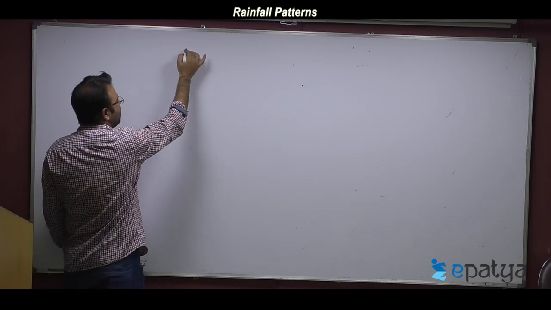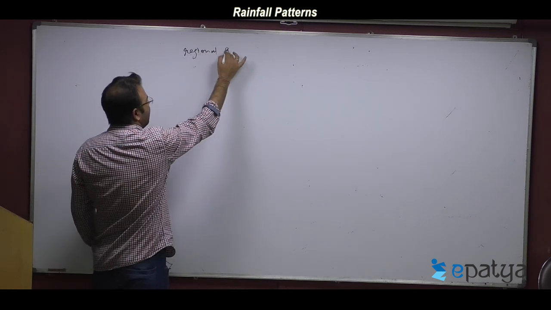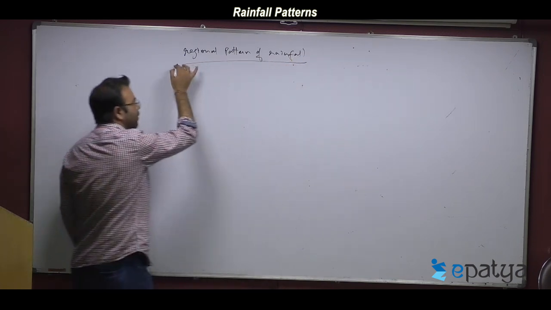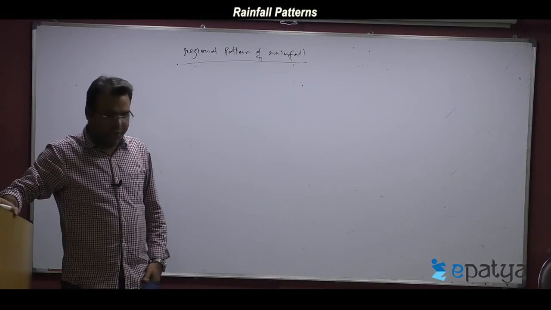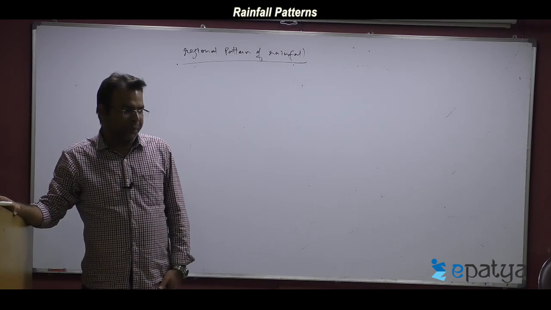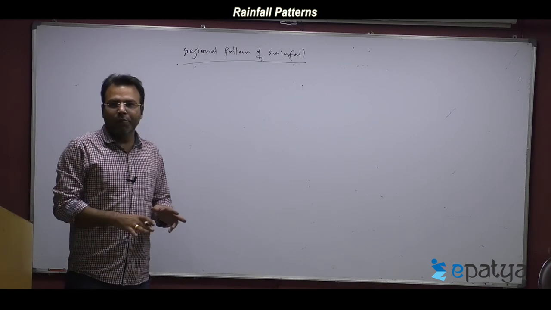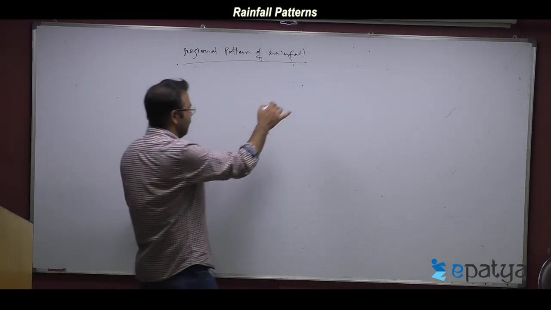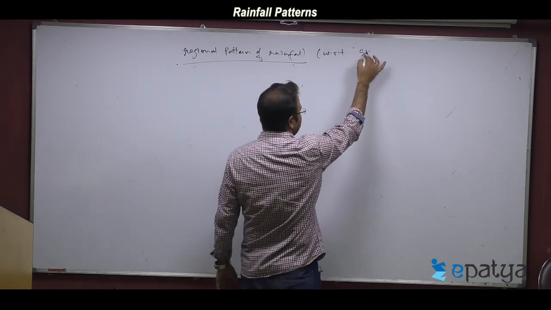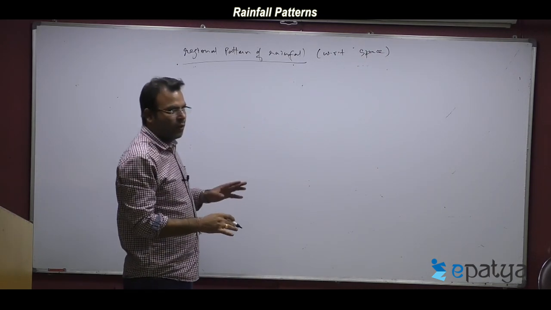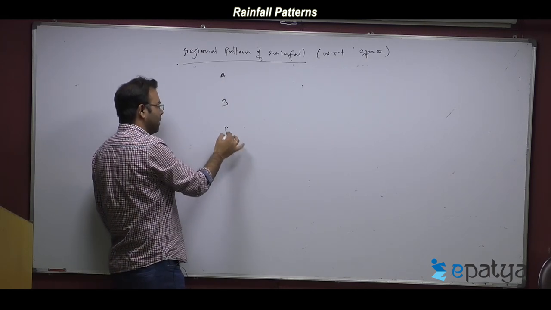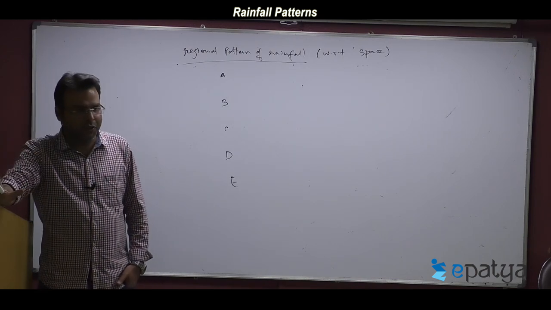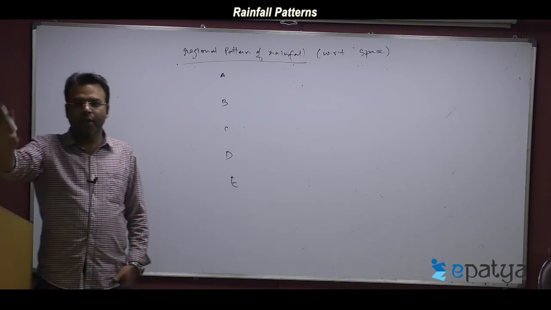Now, the next part is the regional pattern of rainfall in the country. Regionally means with respect to space, independent of time. So here we look at rainfall with respect to space or geographical area, whether high or poor. The country is divided into five parts. Regionally, India is divided into five regions, which we call A, B, C, D, E regions.